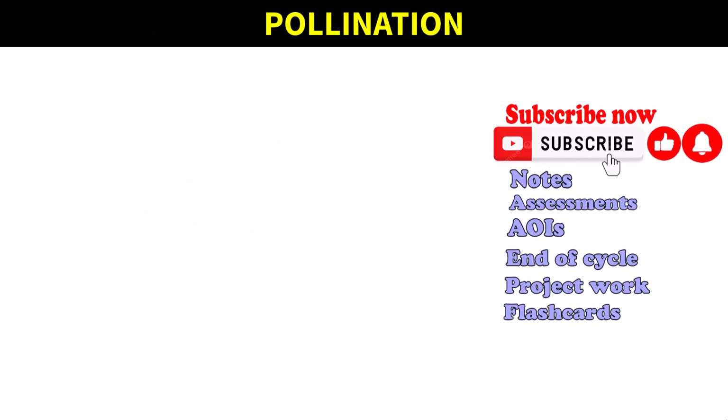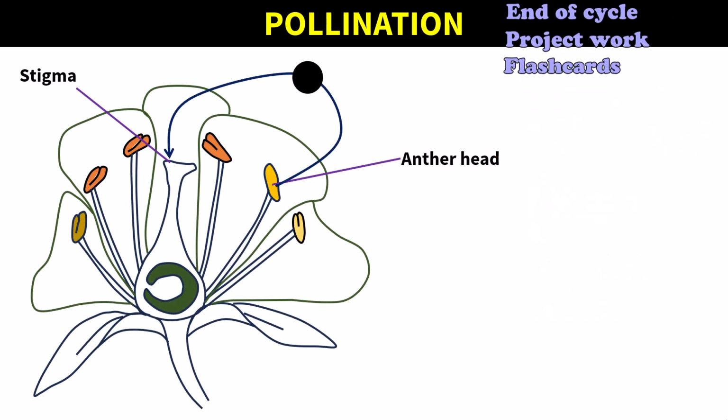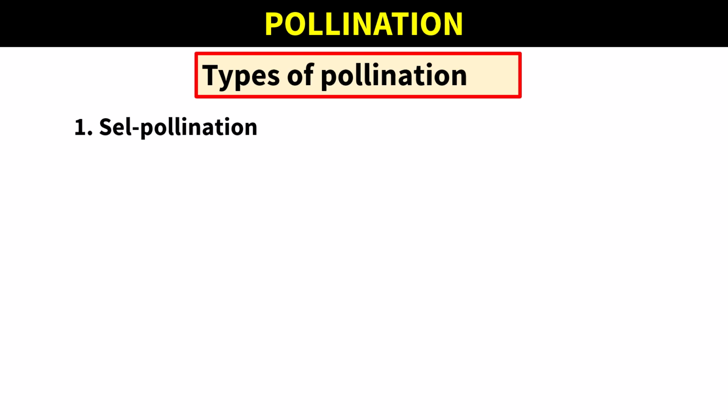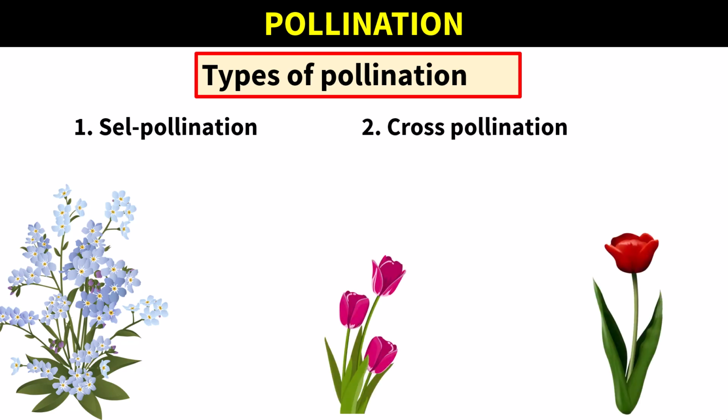Pollination. Pollination is the transfer of pollen grains from the anther to the stigma of a flower. There are two types of pollination. Self-pollination. This is the transfer of pollen grains from the anther to the stigma of the same flower or between two flowers on the same plant. Cross-pollination. This is the transfer of pollen grains from the anthers of one flower to the stigma of another flower on a different plant, but of the same species.